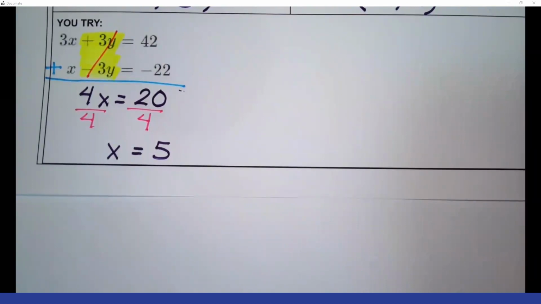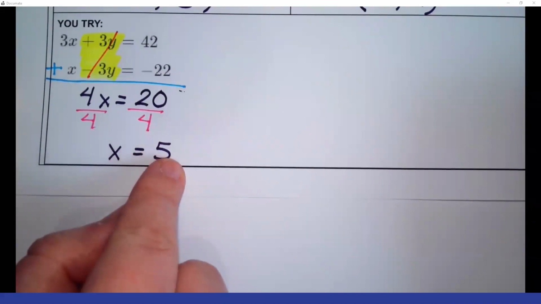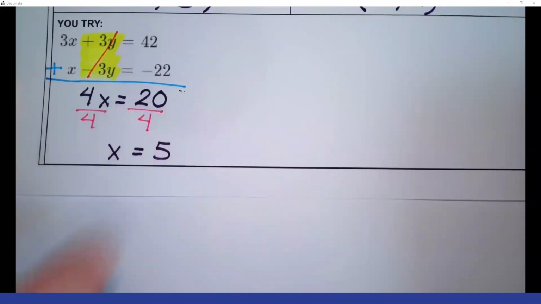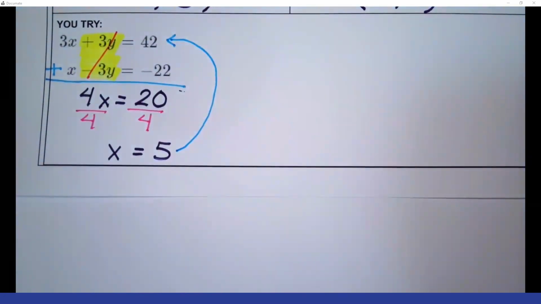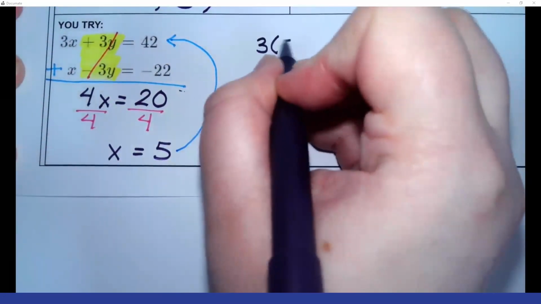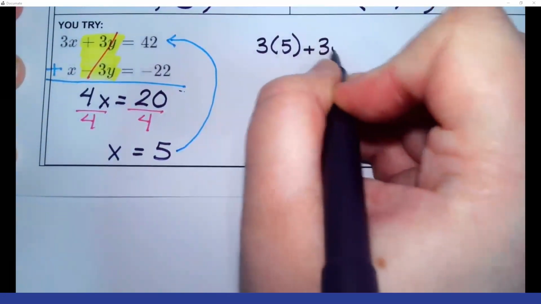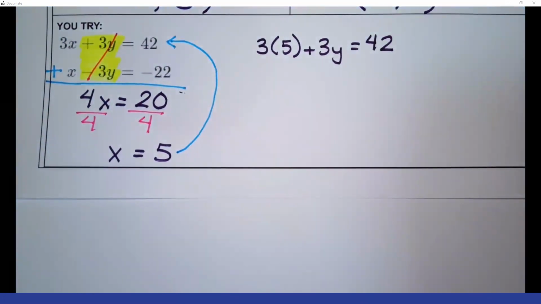So now what I want you guys to do, pick which equation you want to plug in 5 into and solve for y. Like I've been saying, I don't like negatives. So this time I'm going to plug it into the top equation because there's no negative there. So 3 times 5 plus 3y equals 42. So you guys take about a minute or two.